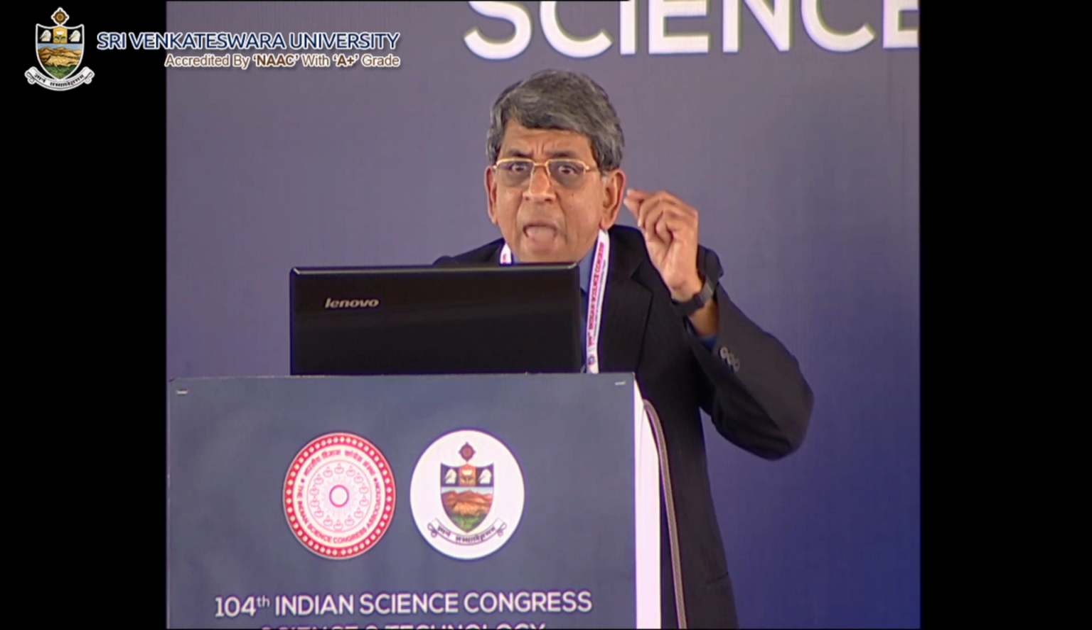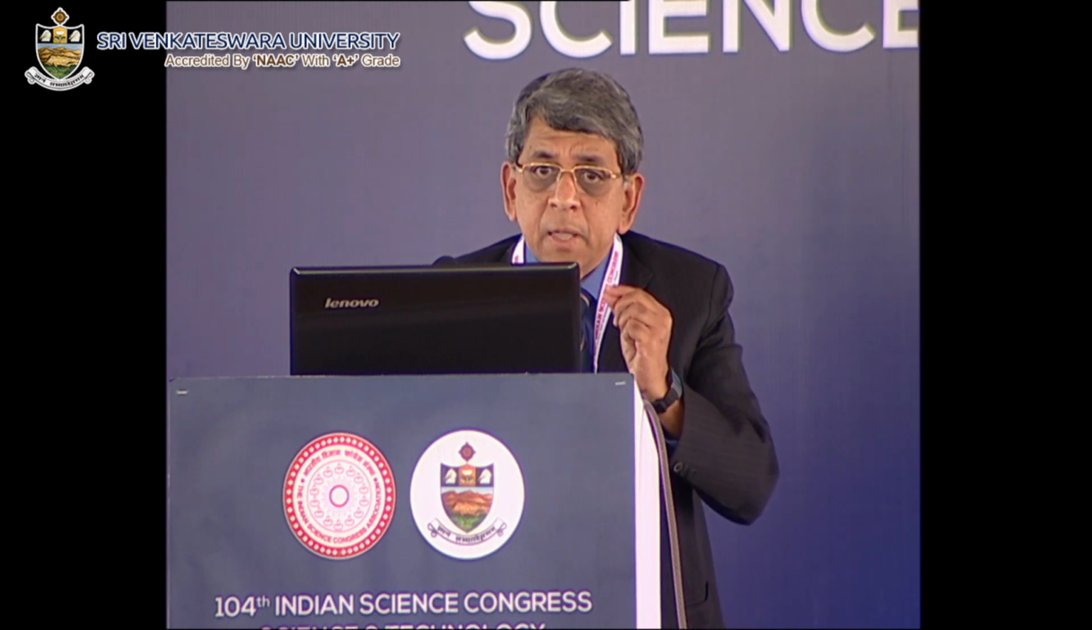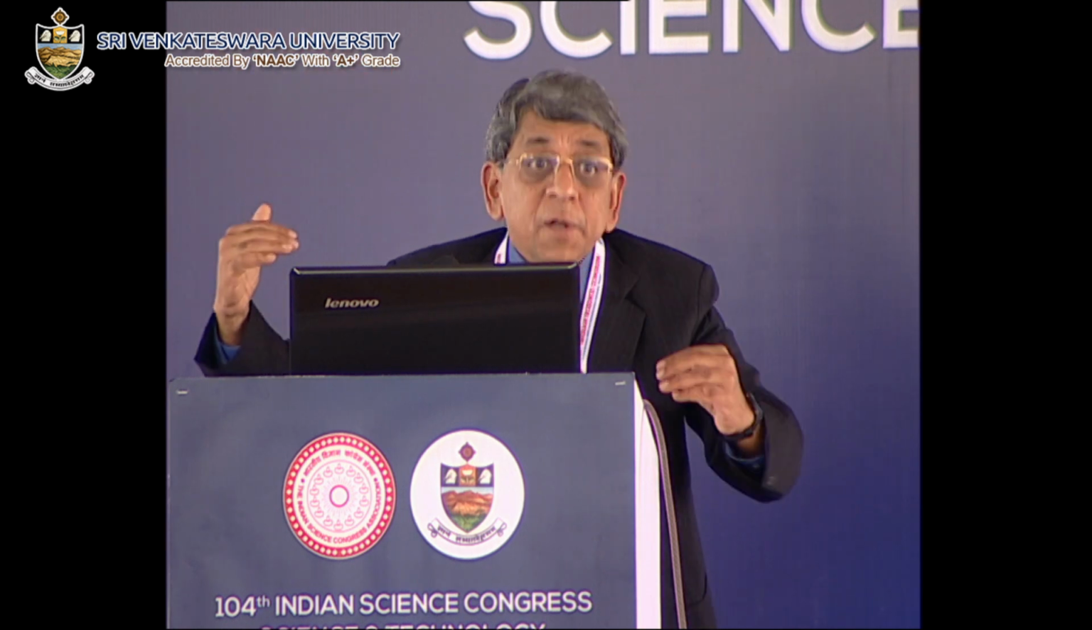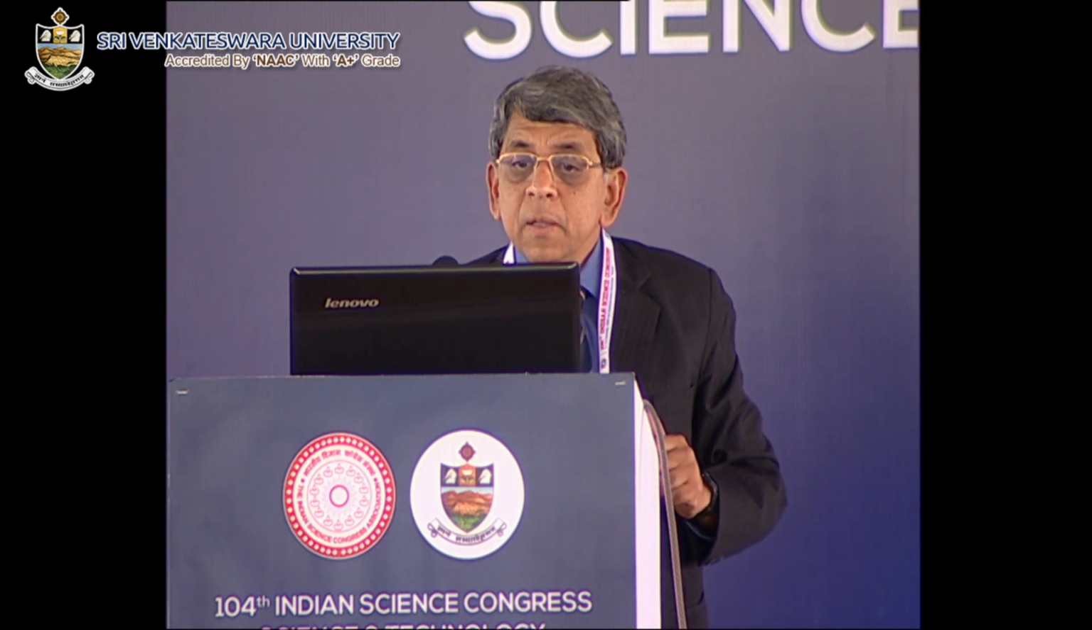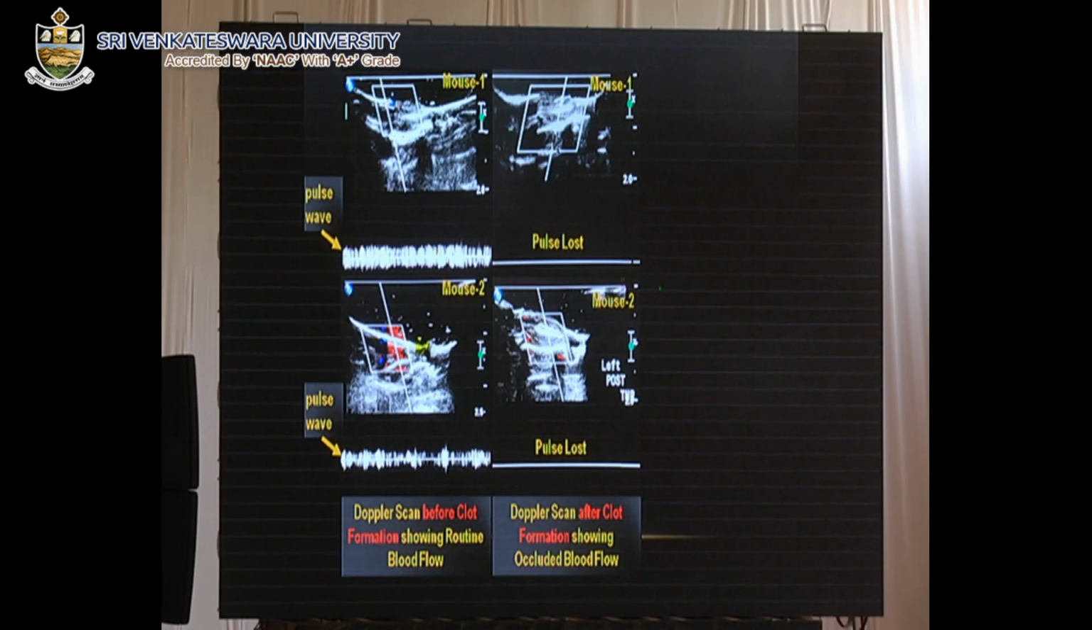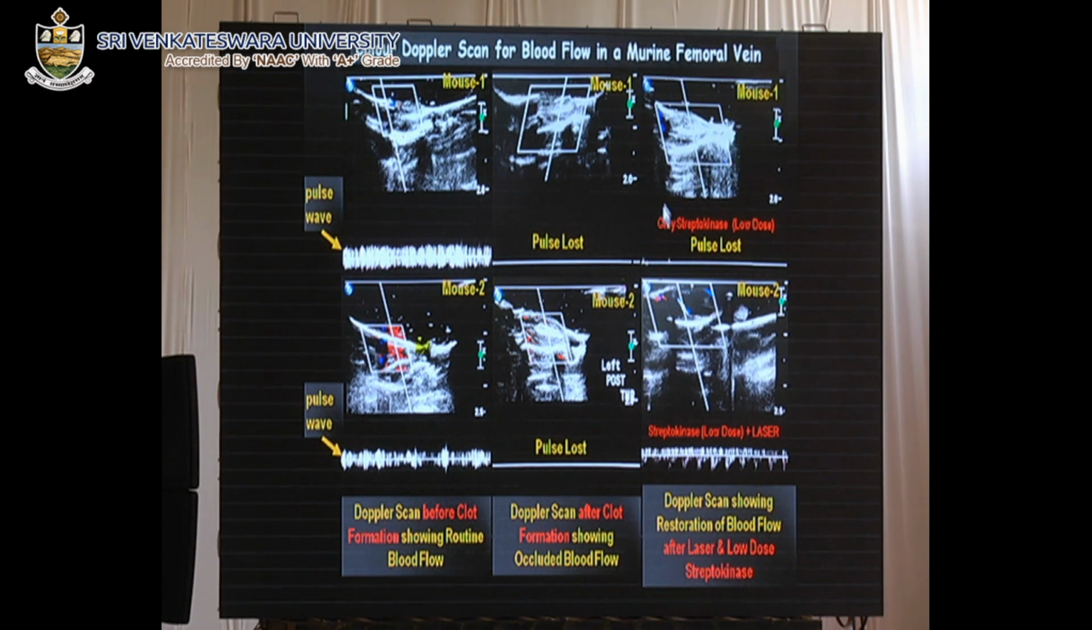So we asked, can you reduce the dose of streptokinase, combine with photothermal therapy, so 2 modes of therapy, will it be effective? So this is the purpose of this slide. Again we took the same strategy, 2 mouse, and both the mouse we induced thrombus, pulse is lost. In the first mouse we use very low dose, sub-therapeutic dose of streptokinase. It does not establish the blood flow. It is a very low dose. But once that dose is combined with laser, there is a restoration of blood flow.